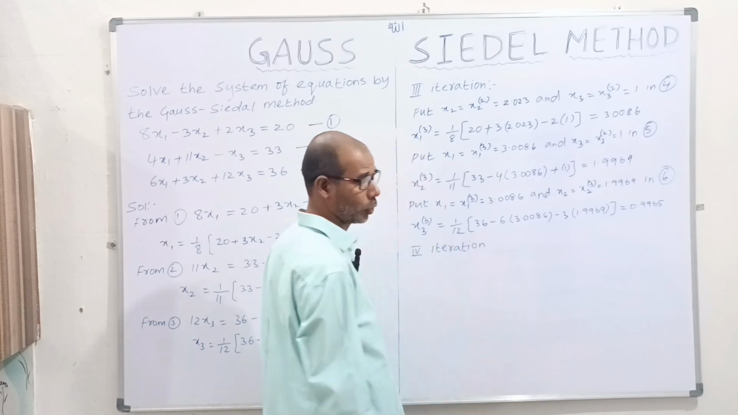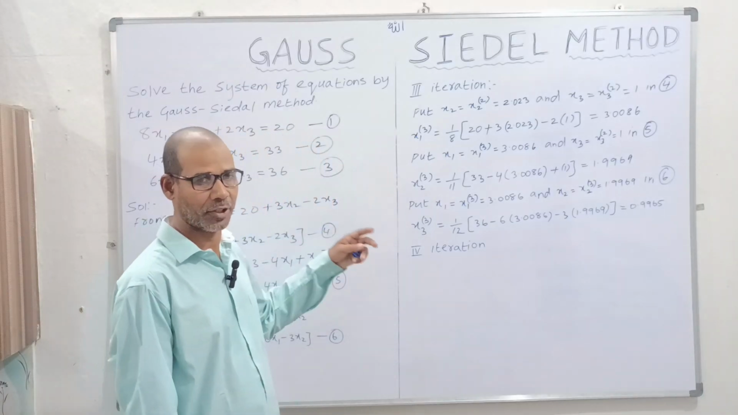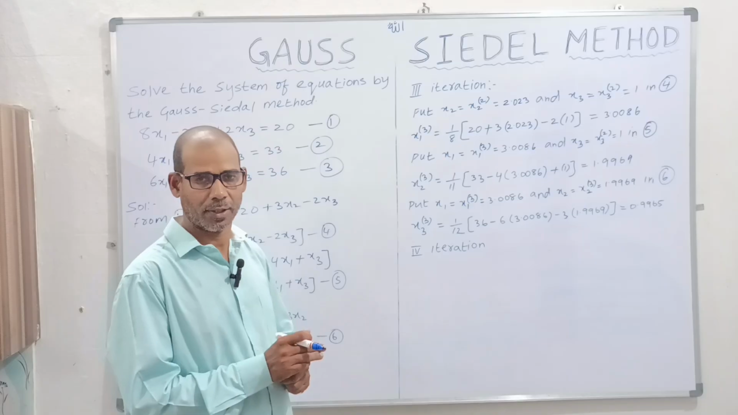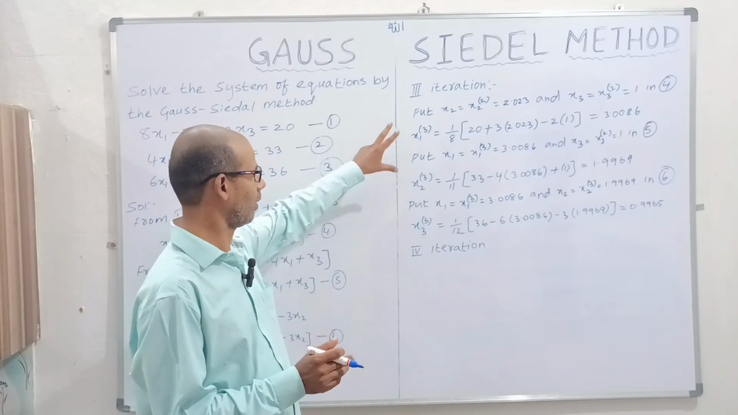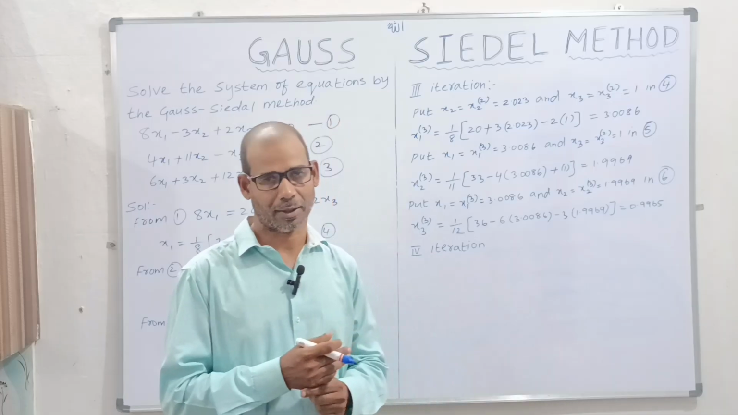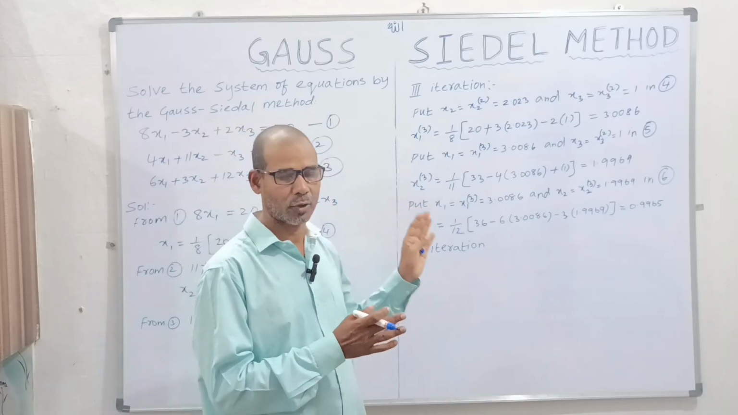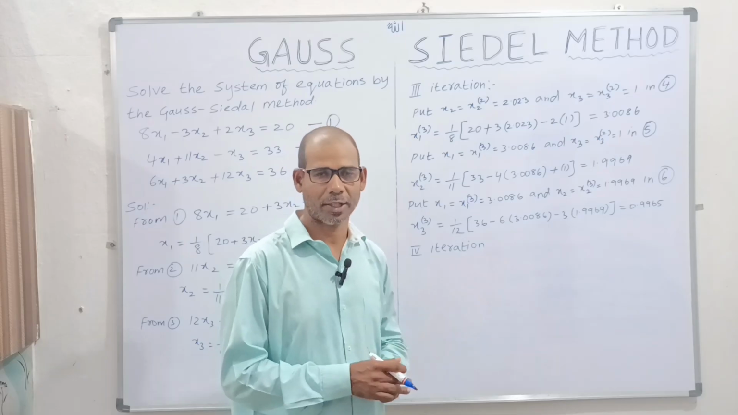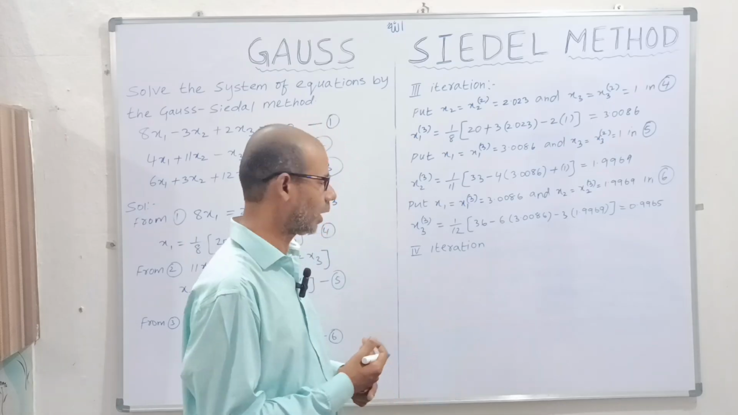So how long do we have to do these iterations? For consecutive iterations, you have to get the values of x1, x2 and x3 as similar. Once you get similar values of x1, x2 and x3 for consecutive iterations, we will stop there. Okay, right.